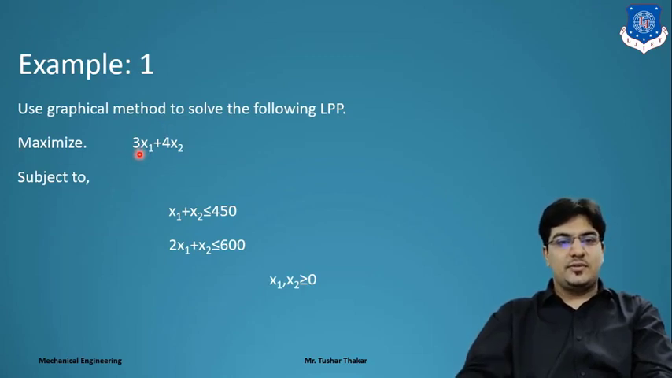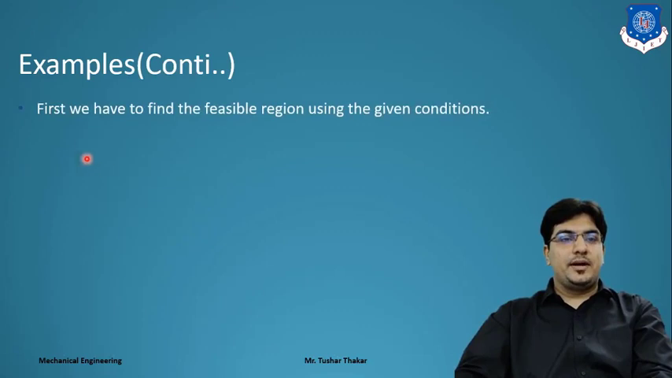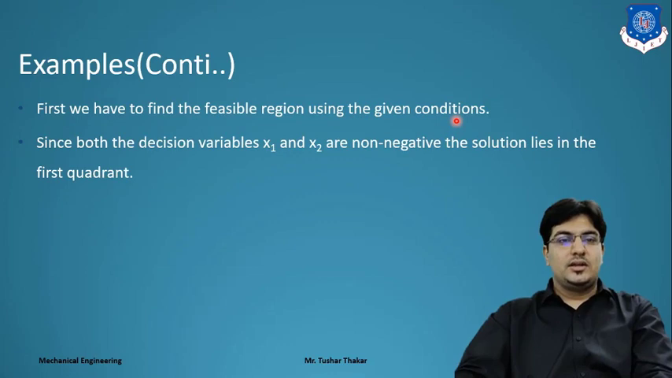The maximization problem: maximize Z = 3x1 + 4x2 subject to two constraints: x1 + x2 ≤ 450 and 2x1 + x2 ≤ 600. Here x1 and x2 are always greater than or equal to 0, as this is the main characteristic of an LPP. So all the variables are non-negative. What is the next step? First we have to find the feasible region using the given conditions. Since both decision variables x1 and x2 are non-negative, the solution lies in the first quadrant.